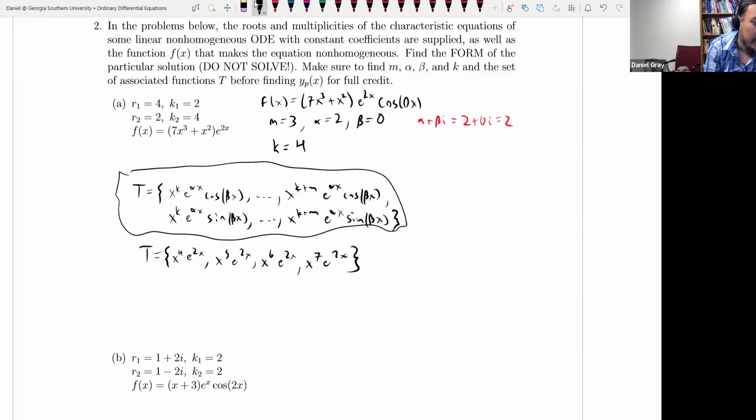Okay. And just keep in mind here, we will always get m plus 1 cosine terms and m plus 1 sine terms. So here are m plus 1, which is 4 cosine terms, and our sine terms are all 0, so we don't write them down. So now our particular solution is just a linear combination of these, which I'm just going to use a, b, c, and d. So ax to the 4th power e to the 2x plus bx to the 5th power e to the 2x plus cx to the 6th power e to the 2x plus dx to the 7th power e to the 2x, and that's it.